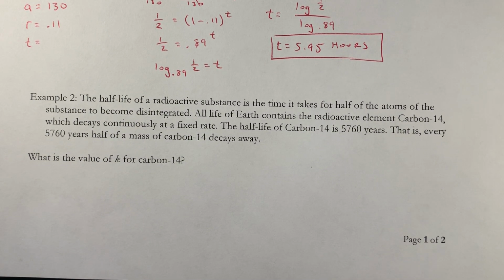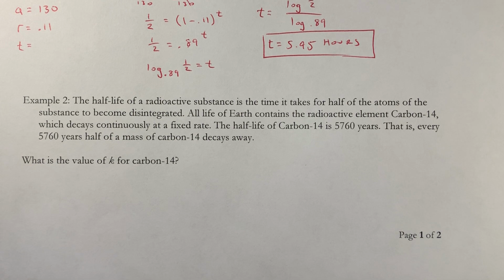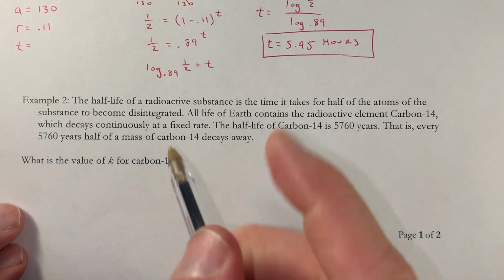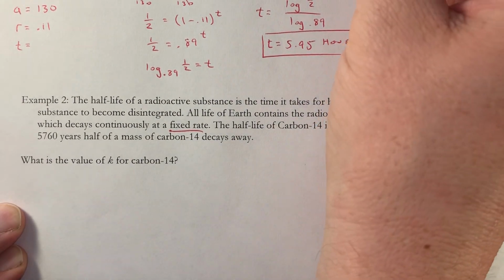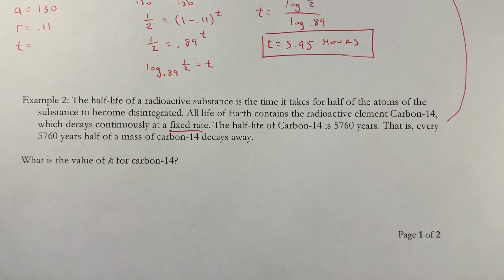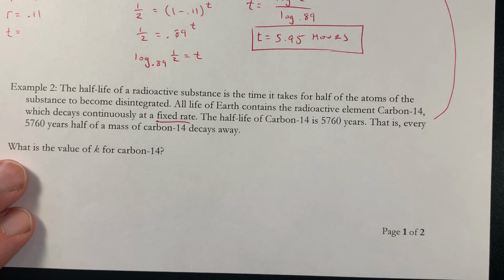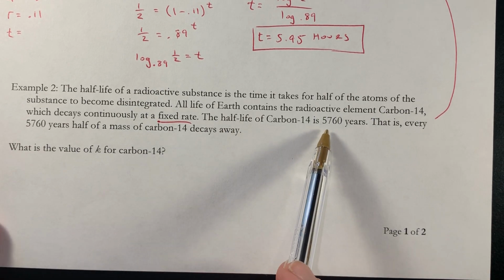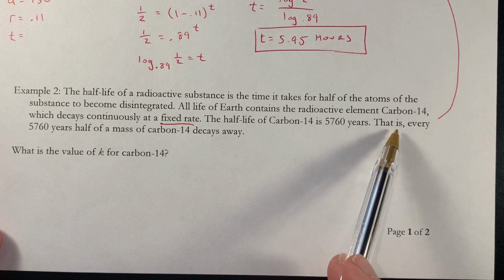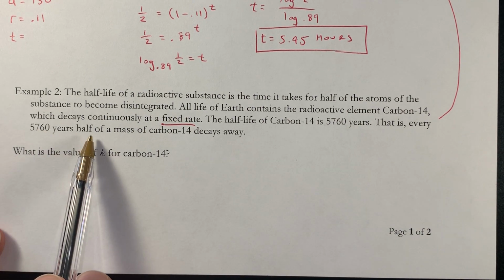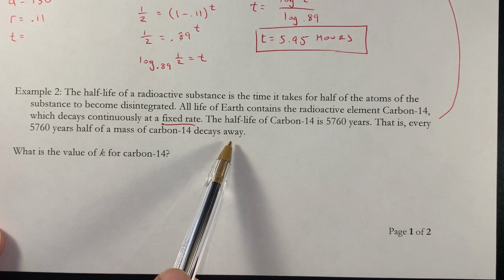Example 2. The half-life of a radioactive substance is the time it takes for half the atoms of the substance to become disintegrated. All of life on Earth contains the radioactive element carbon-14, which decays continuously at a fixed rate. Fixed rate, that tells me we're using this right here where K is a constant. So we're using that second formula this time. The half-life of carbon-14 is 5,760 years. That means every 5,760 years, half the mass of carbon-14 decays away.